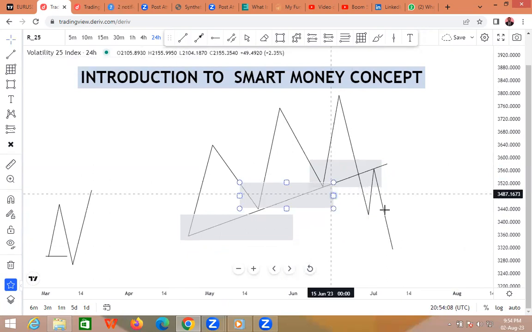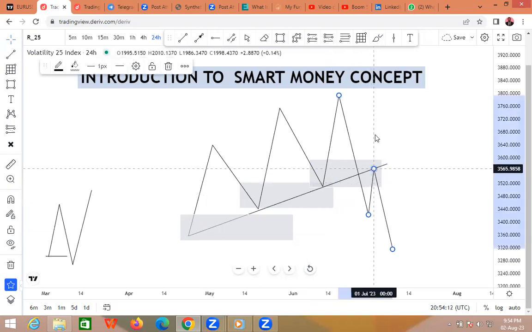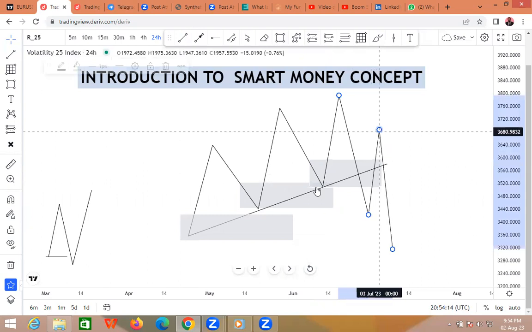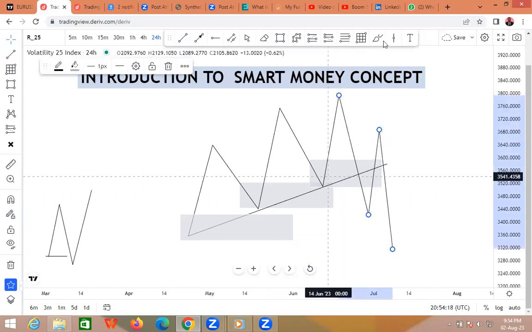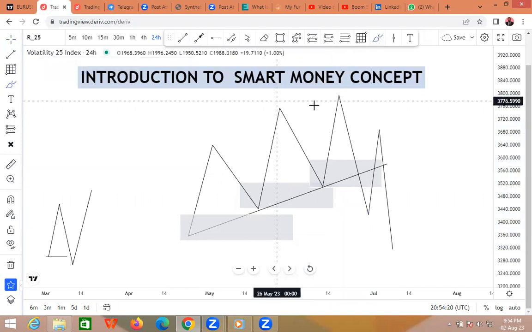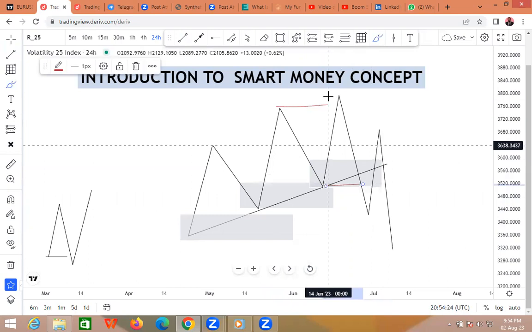Once this low is captured, I won't enter on the trend line. I'll wait for price to come for a retest up, which is 50% of the move that took this high and captured the low. So I'm waiting for 50%, maybe somewhere around here.